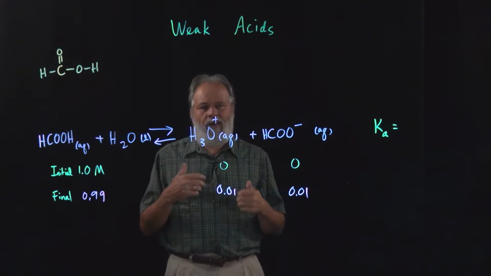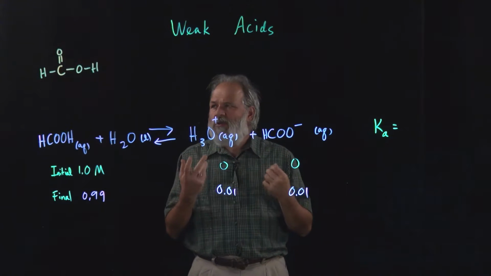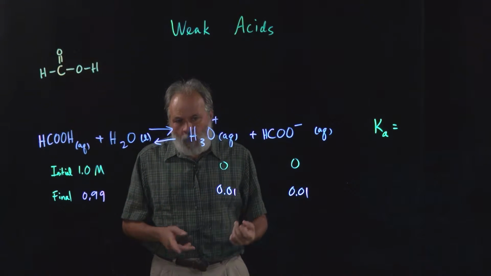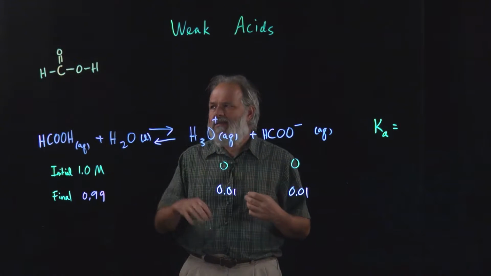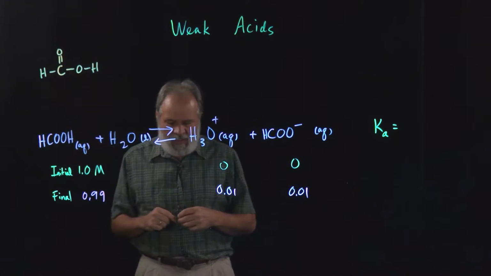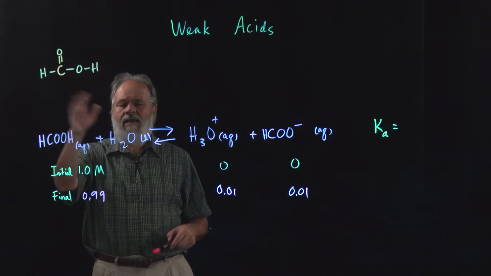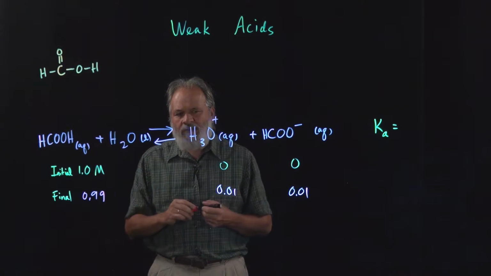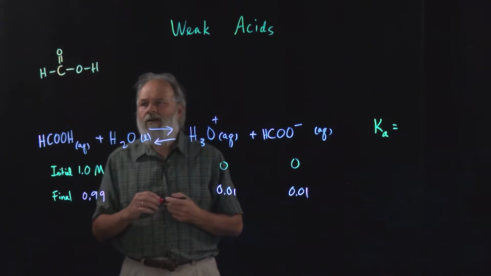In this video, we're going to talk about weak acids. I'm going to use the example of an organic acid. Organic acids contain carboxylate groups. And so the example we're going to use is formic acid, which is what fire ants sting you with that causes so much pain.